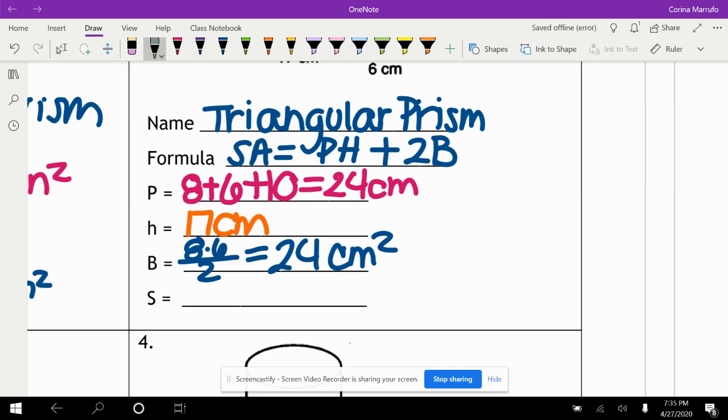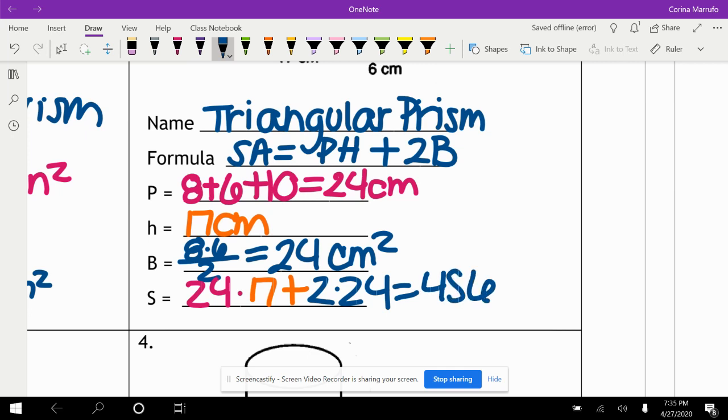All right, so now we're ready to find our surface area. So surface area is P, which is 24, times our height, which is 17, plus 2 times B. So 2 times 24. So let's go ahead and do 24 times 17 plus 2 times 24. And that is going to give us 456. And our units are going to be centimeters squared. Now this is surface area, so it is squared.